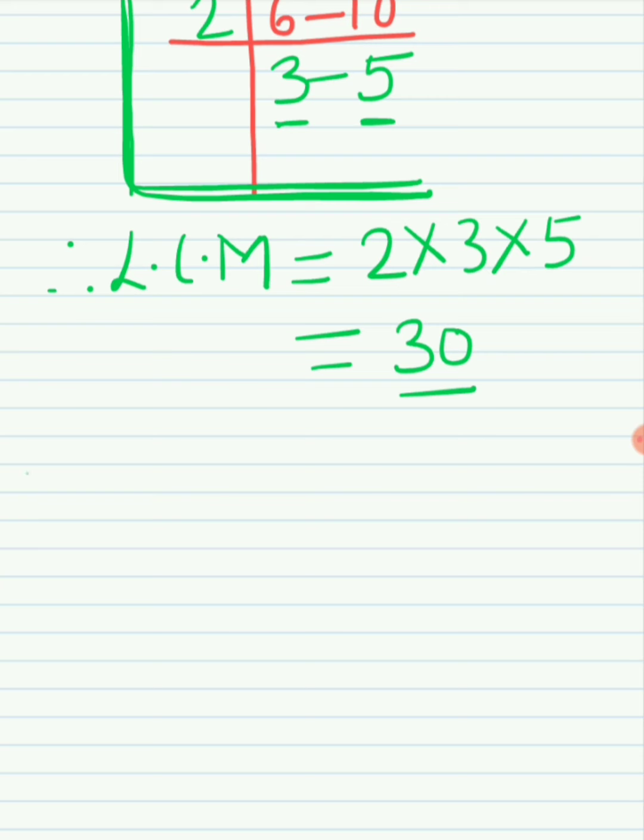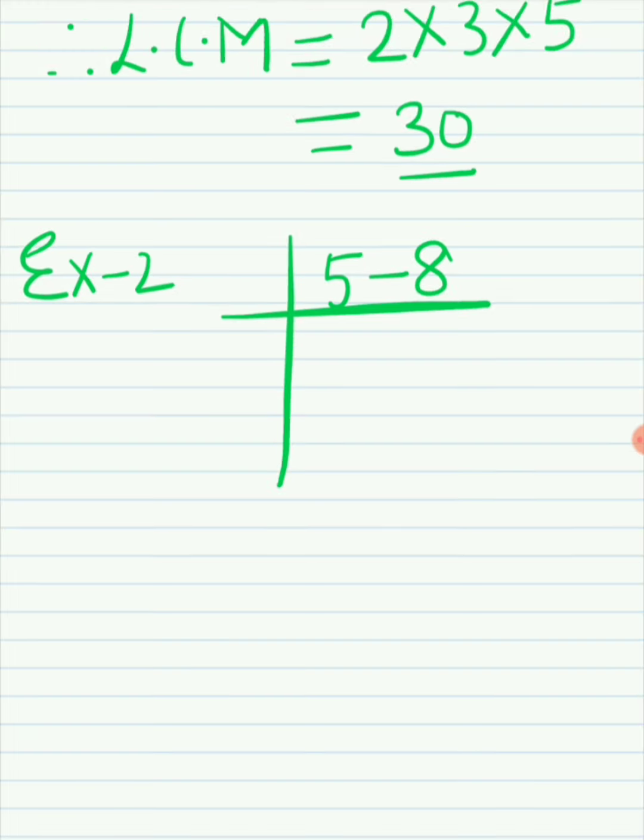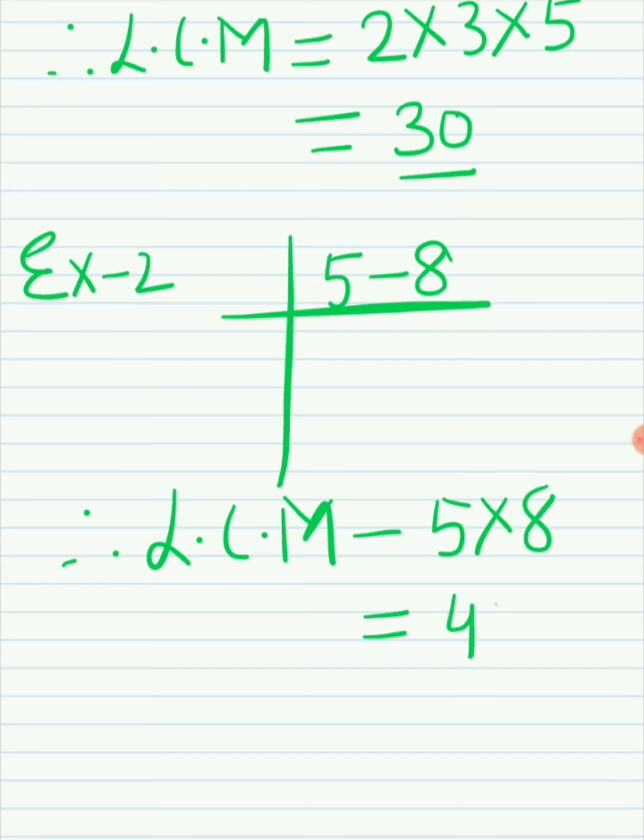Okay, let's take one more example. The second example is numbers 5 and 8. If we see this, 5 comes in the 5 table, 8 comes in the 8 table, so we will not proceed. We directly write the answer, therefore by the first property of LCM, 5 into 8, so 5 eights are 40. 40 is the answer. So this way we have to solve the LCM.